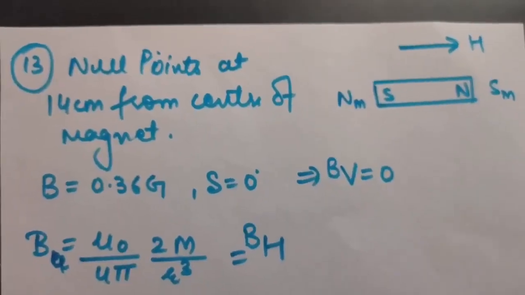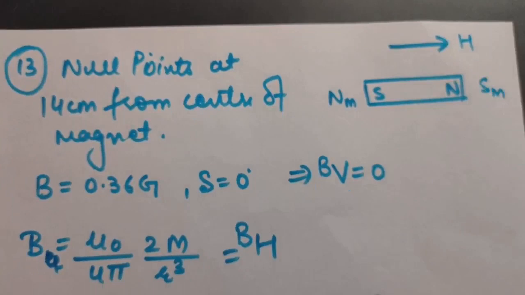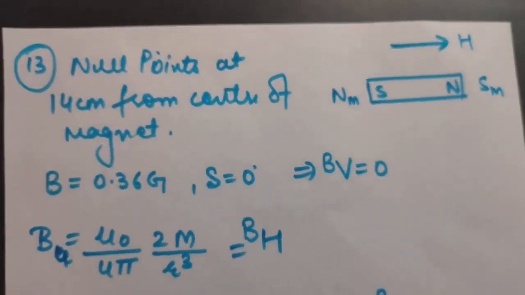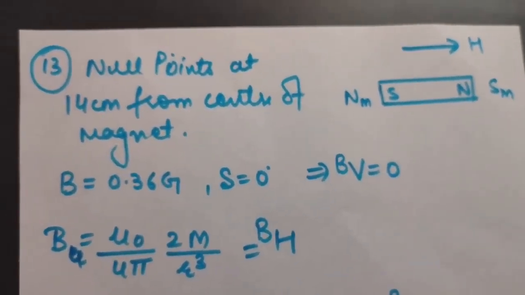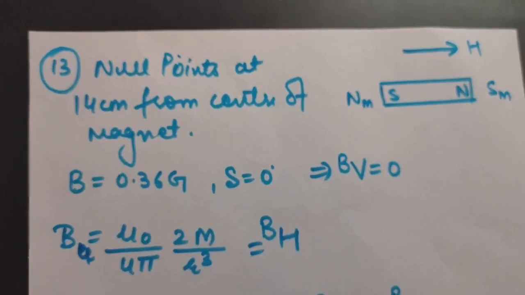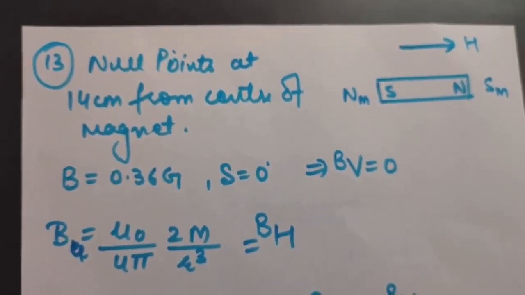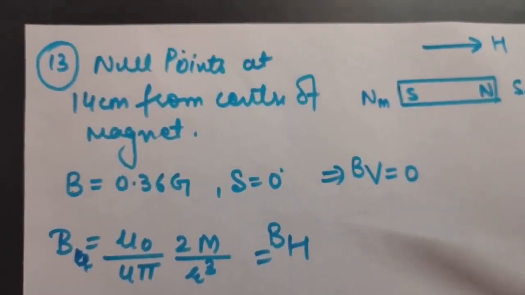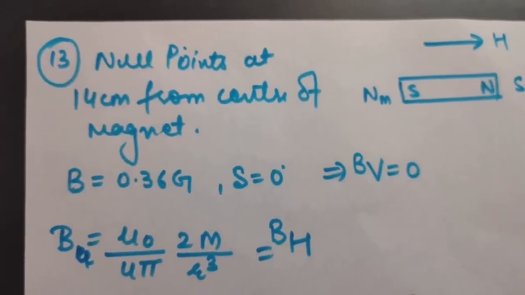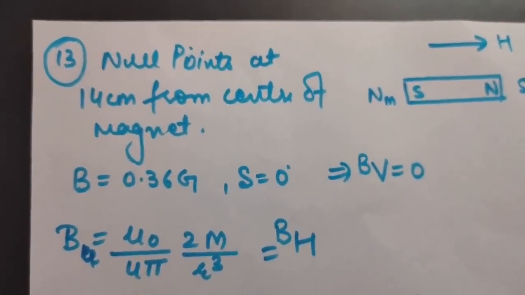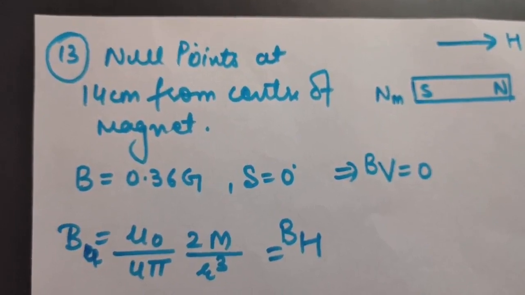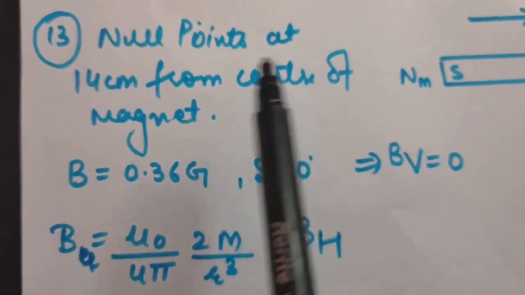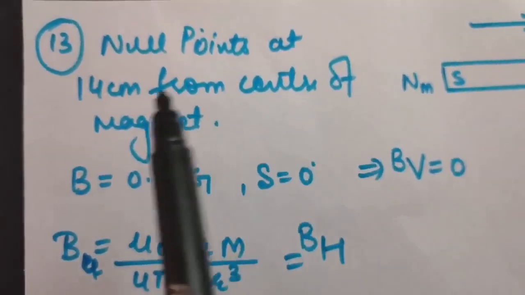Okay, so the next question is question number 13. It says a short bar magnet in a horizontal plane has its axis aligned along the magnetic north-south direction. Now, null points are found on the axis of the magnet at 14 centimeter from the center of the magnet. So, null points are found at 14 centimeter on the axis of the magnet.